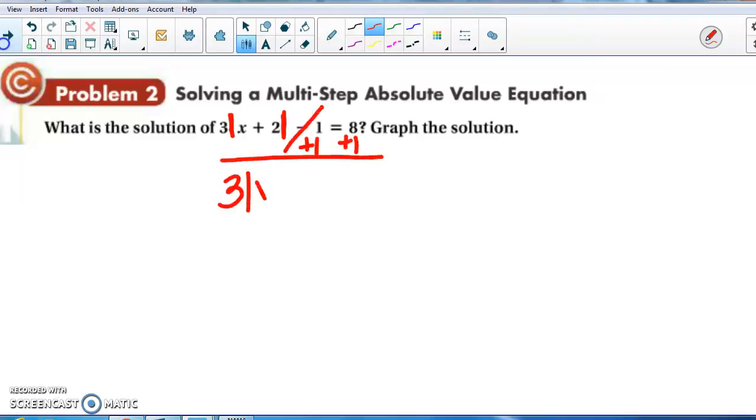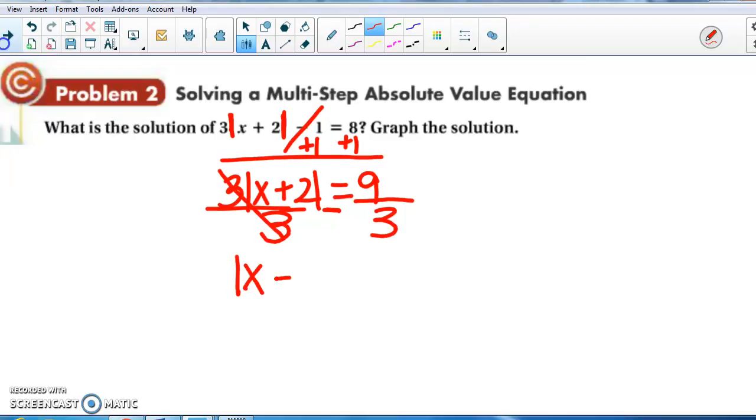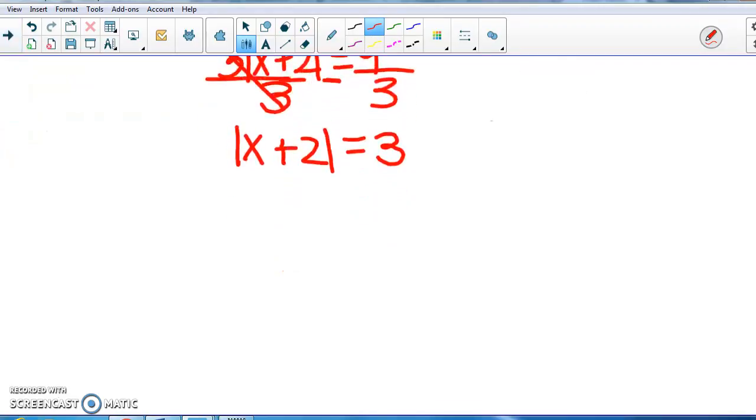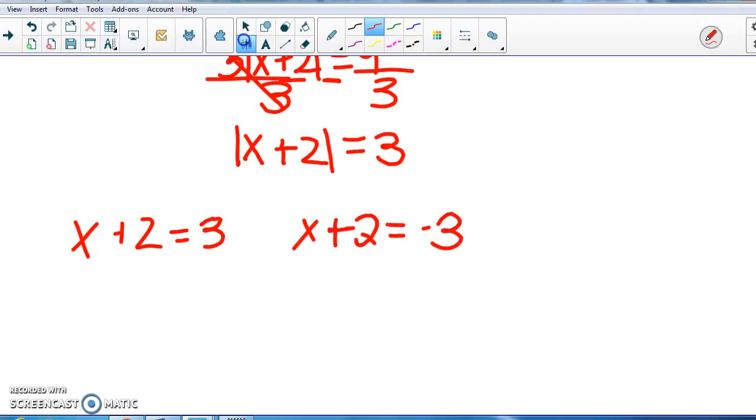So 3 times the absolute value of x plus 2 is equal to 9. Now I'm going to divide by 3. So the 3 cancels, and I'm left with the absolute value of x plus 2 is equal to 3. Now that my absolute value is by itself, I can split it into two equations. The absolute value goes away. And I have x plus 2 is equal to 3, and x plus 2 is equal to negative 3.